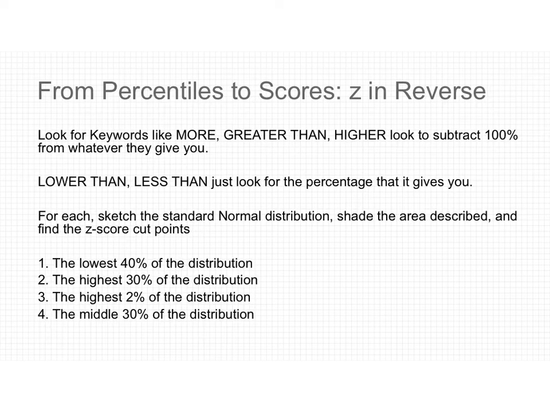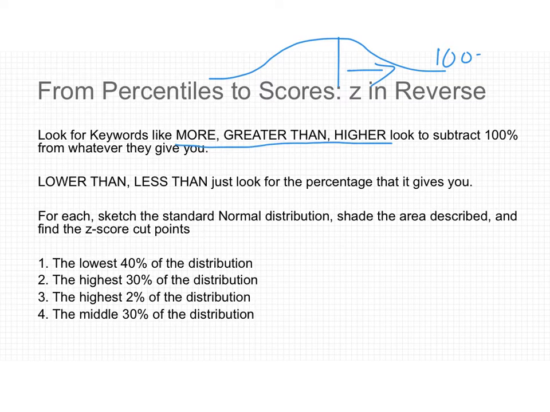All right, so some key phrases as we look through this. More, greater than, and higher than, we need to subtract from 100, right? If we have our normal distribution, whatever it is, and we want more, greater than, or higher, that's that side of it. So we're going to go 100 minus whatever our percent is. If you are lower than or less than, just look for the percentage it gives you. Okay, so you'll see once we jump into these here.